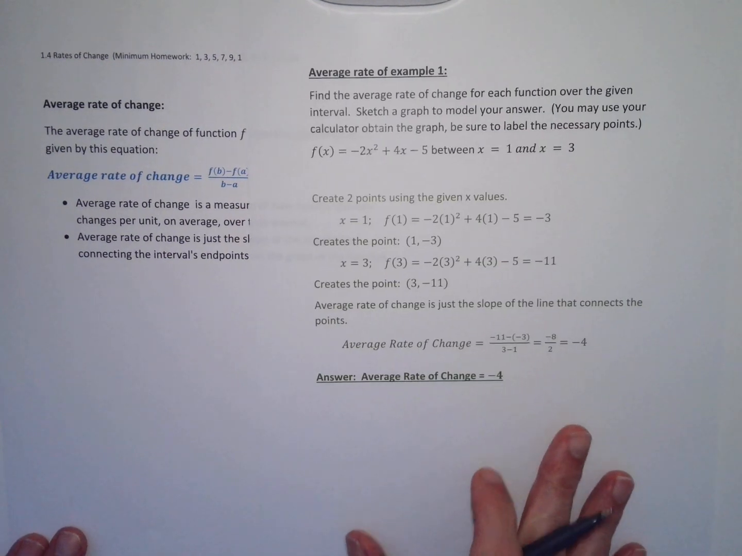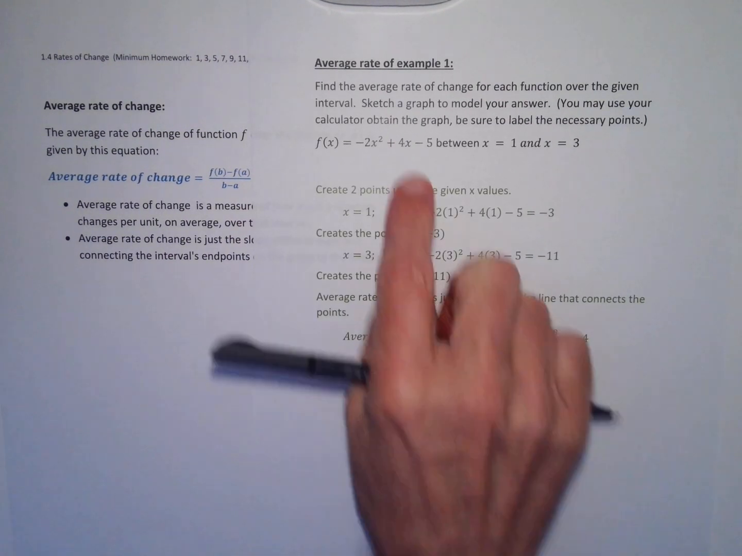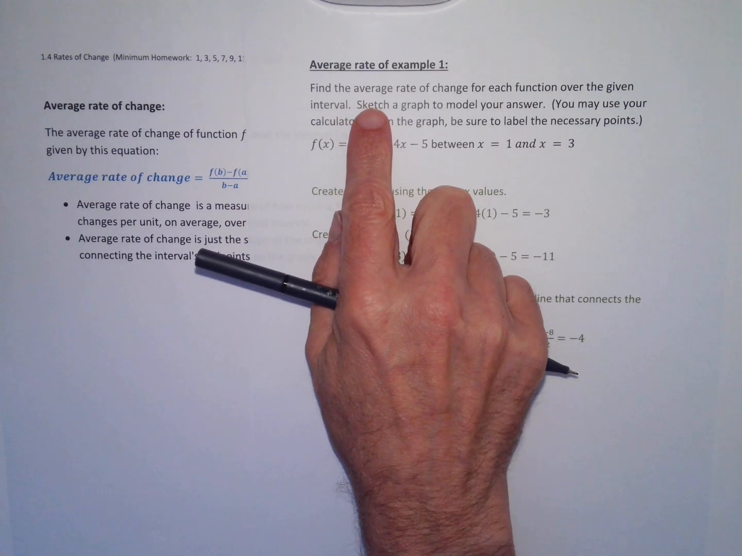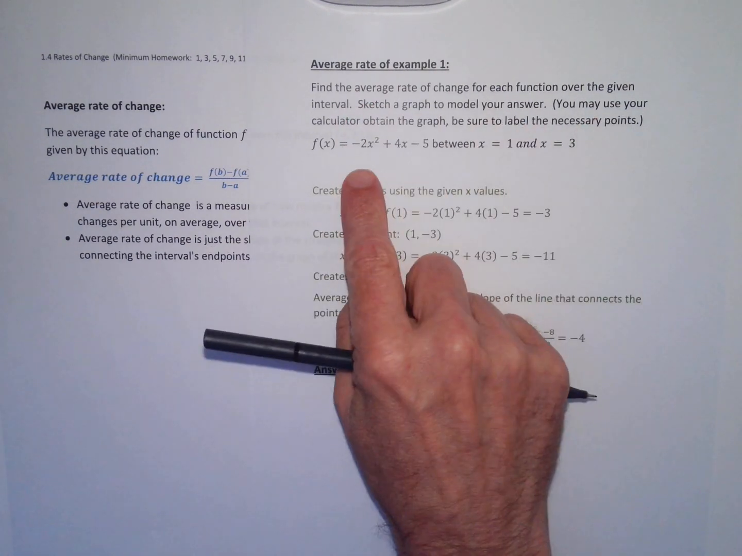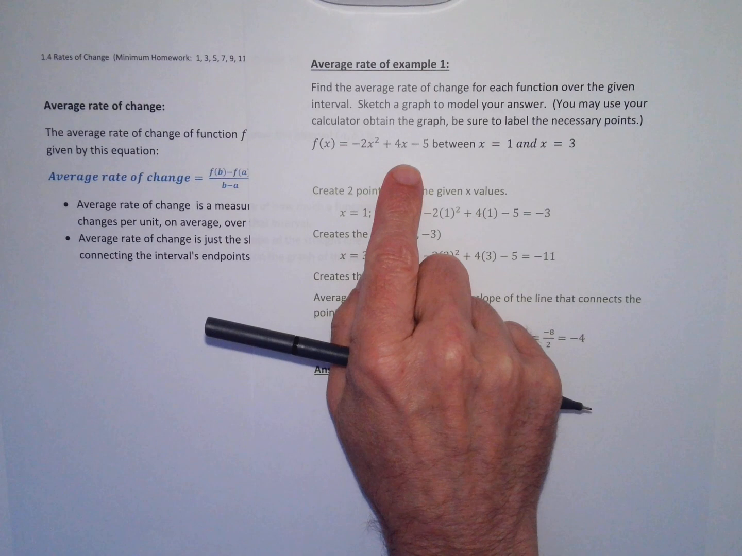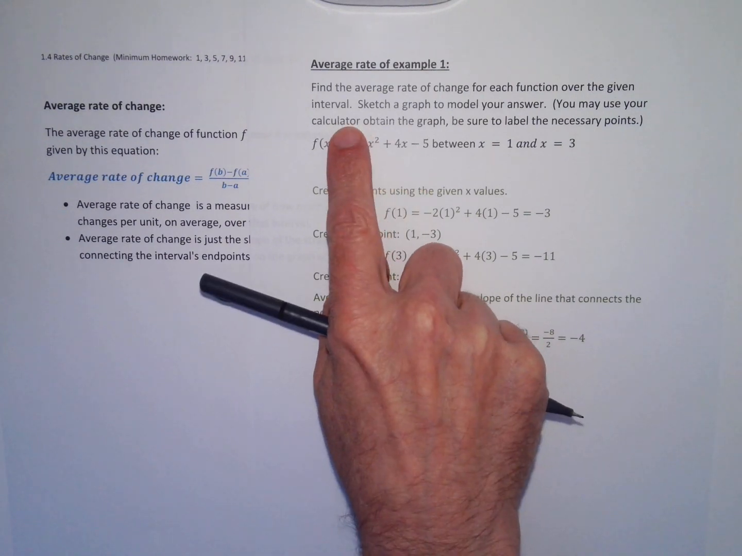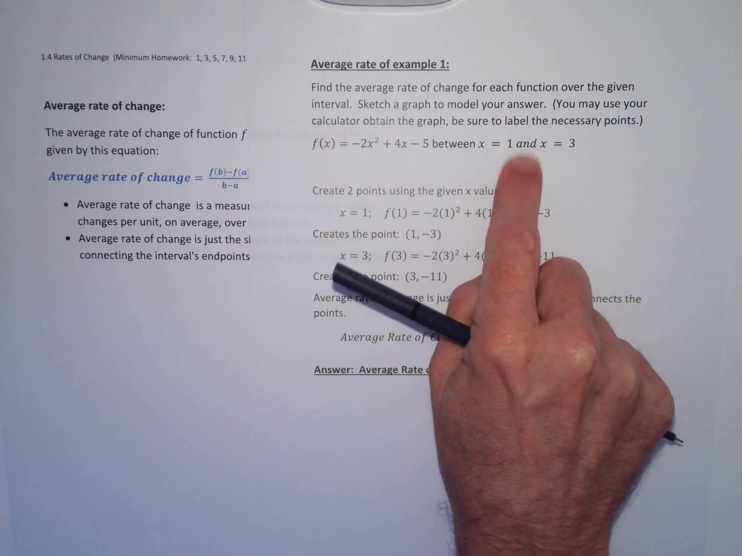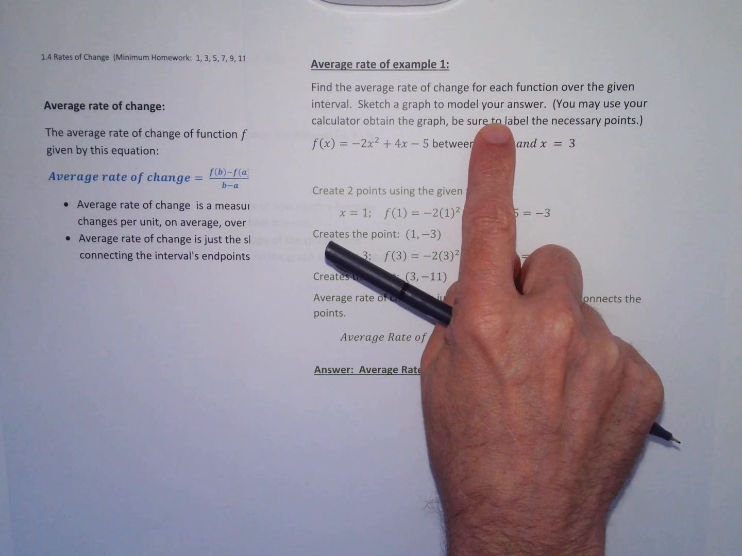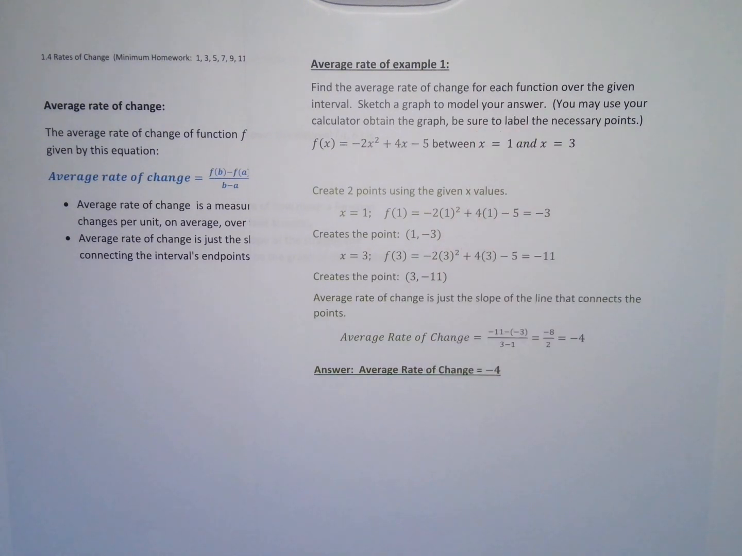So I want to find the average rate of change for a function. The instructions for this example say, find the average rate of change of the function f of x equals negative 2x squared plus 4x minus 5, over the given interval, x equal to 1 to x equal to 3. Sketch a graph to model your answer. You can steal a graph from your calculator and copy it to your paper, just because this is not a graphing section per se. It's nice to see the graph to understand what's going on, but our graphs don't need to be so accurate.